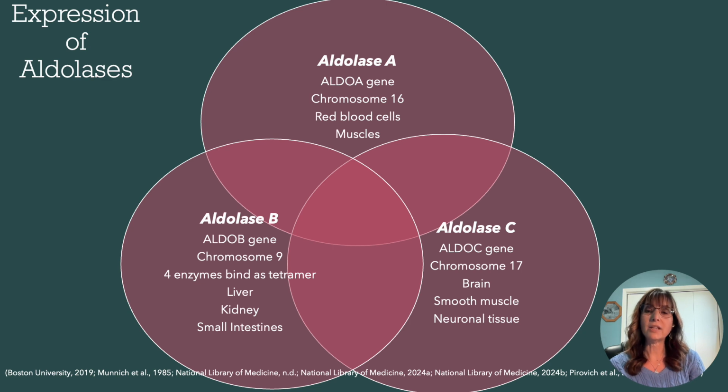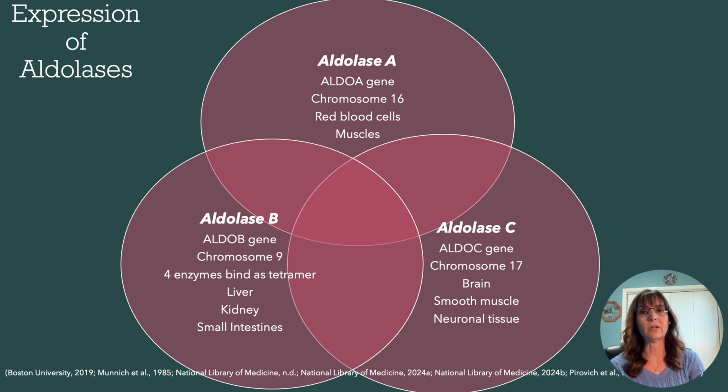Let's look at these isoforms of aldolase. Aldolase A is created by the aldoa gene on chromosome 16. It is expressed in the red blood cells and muscles. Aldolase B is transcribed from the aldab gene on chromosome 9. Interestingly, 4 of these aldolase B enzymes have to bind together as a tetramer in order for it to function. Aldolase B is expressed in the liver, kidney, and small intestines.